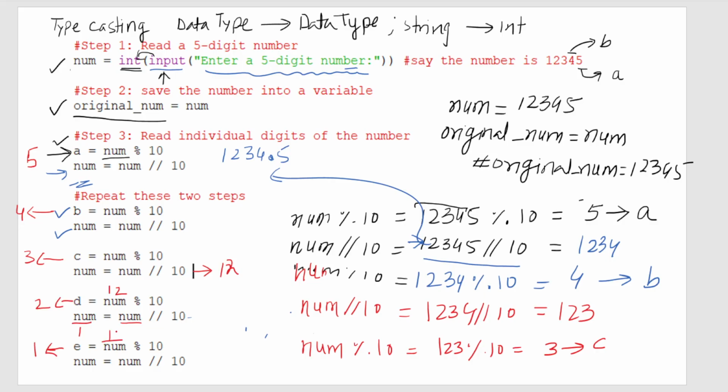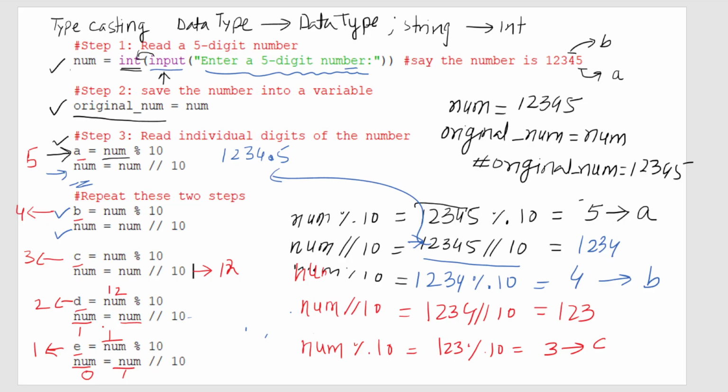Okay, so I have E with a value called 1, D with a value called 2, C with a value called 3, B with a value called 4, and A with a value called 5. And now what is the value of num? When we divide 1 by 10, I will get num as 0. So num is 0. This is how we actually read the different digits of a number, using a modulus operator as well as the division by floor operator.